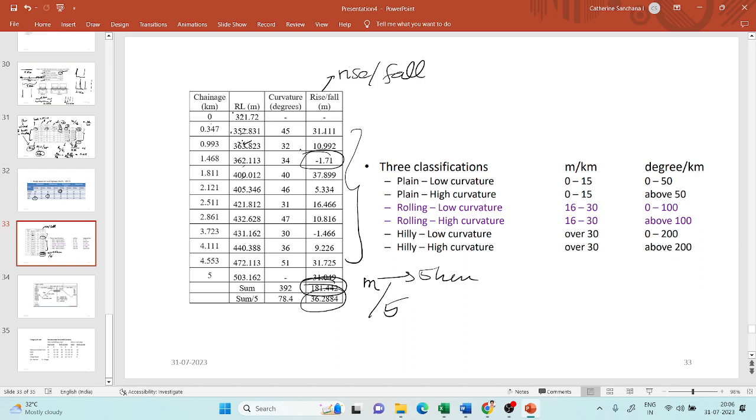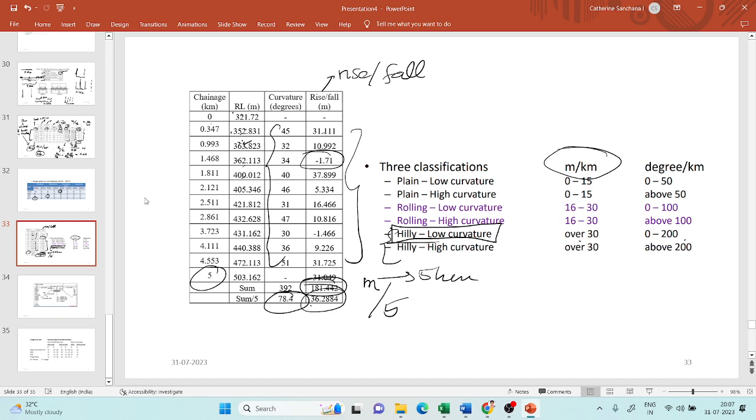Now curvature, it is very simple. Just add all the degrees and divide it by the kilometers over which this measurement was made. So it is 5. Now if you see, for 36.288 meter per kilometer, so over 30 means it is hilly. And for a curvature of 78.4, so curvature is between 0 to 200. So this terrain will be hilly and low curvature.